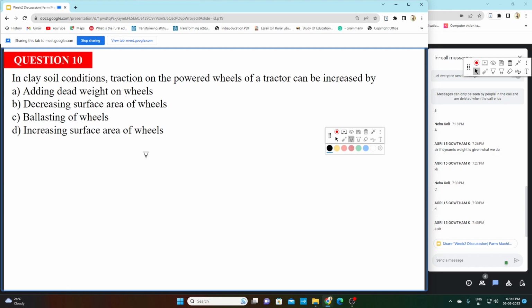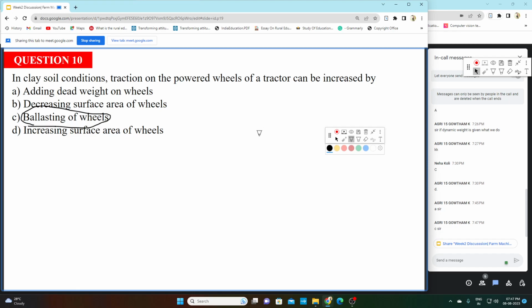What is the meaning of ballasting of wheels? Ballasting of wheels means adding more weight to the wheels. In regular wheels, your wheels are filled up with air, but in ballasting, we fill the tire with water or some other heavy material so that the total weight of the tire increases. That is known as ballasting of wheels. Any other guesses? Okay, I hope there are no other guesses.